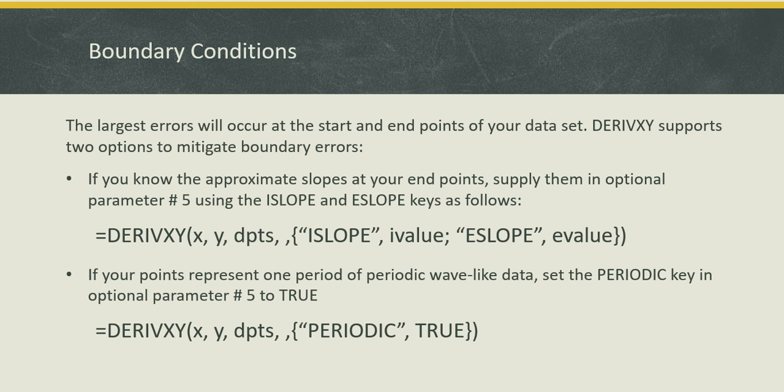Boundary conditions. The largest source of errors actually happens at the boundary. So you can mitigate this in 2 ways. If you can estimate the slopes at the endpoints, the initial slope and the end slope, you can directly supply them in optional argument number 5, as we have demonstrated in Excel. The second thing is, if you know that your data is periodic, you can set the value of the periodic keyword to true, and that will automatically take care of the end boundary conditions for you.